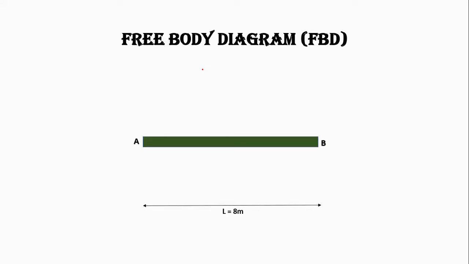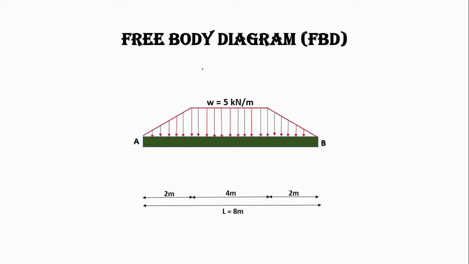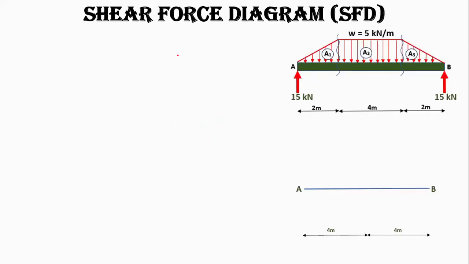Let's draw a free body diagram. Here you can see we have a beam AB of 8 meter length with trapezoidal loading of 5 kilonewtons per meter, and the support reactions RA and RB both 15 kilonewtons. Let's draw a shear force diagram. For that we will use the area method.